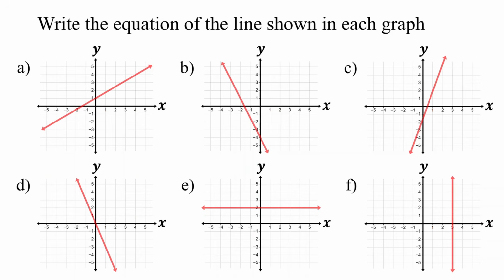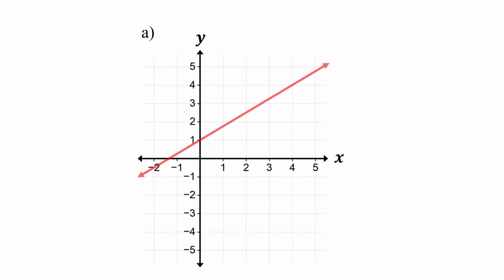In this lesson, you will learn how to write the equation of a line in slope-intercept form from a graph. In slope-intercept form, m represents the slope and b represents the y-intercept. The first step is to find the y-intercept of the line. The y-intercept is the point where the line crosses the y-axis. In this example, it is 1, so b equals 1.